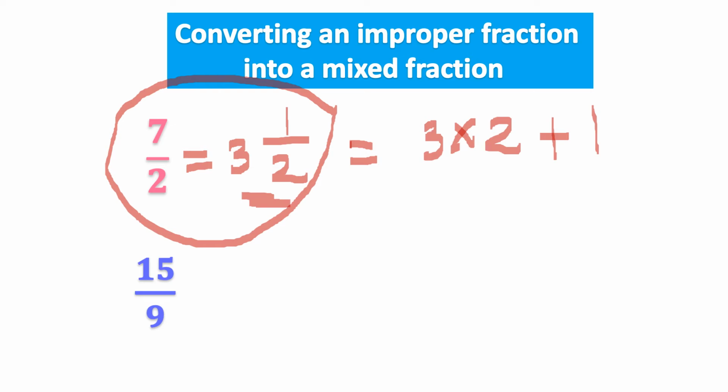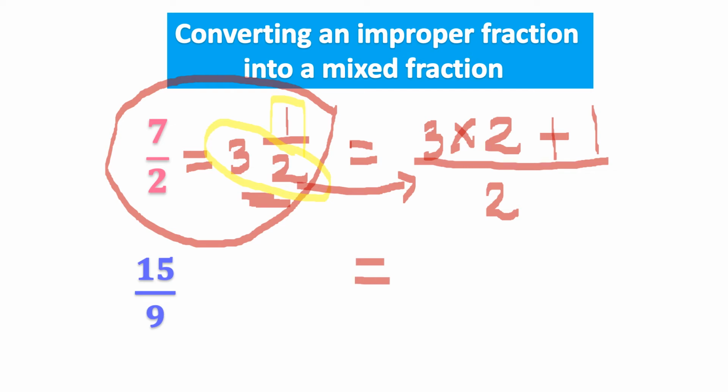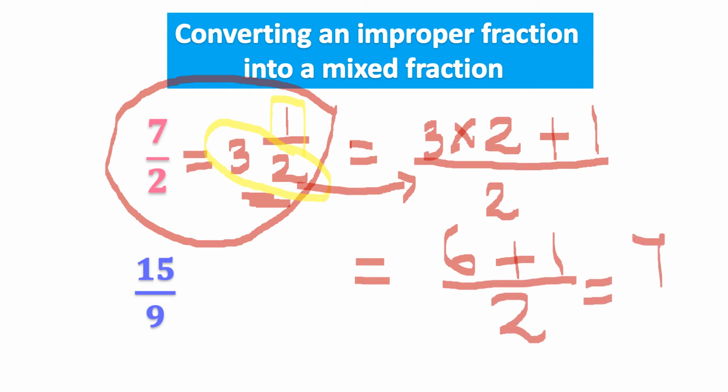and then I add the numerator 1, right? So that is what I did here. Then I divide and I write the same denominator. So what is the denominator? 2. So I write 2 itself, right? So now let me solve this. 3 into 2, 6 plus 1 divided by 2. So what did I get? 7 by 2.